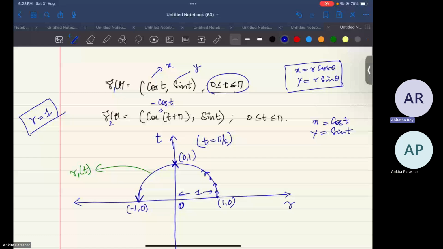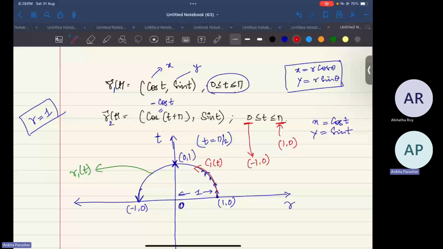Cos pi is minus 1, but minus cos pi will give us plus 1 itself. And sin pi gives us 0. So at t equal to pi, you got (1, 0), isn't it? So we get the same point. Yeah, the point is fine. What about t equal to 0, the starting point? Okay, we are starting from (-1, 0) and ending at (1, 0).